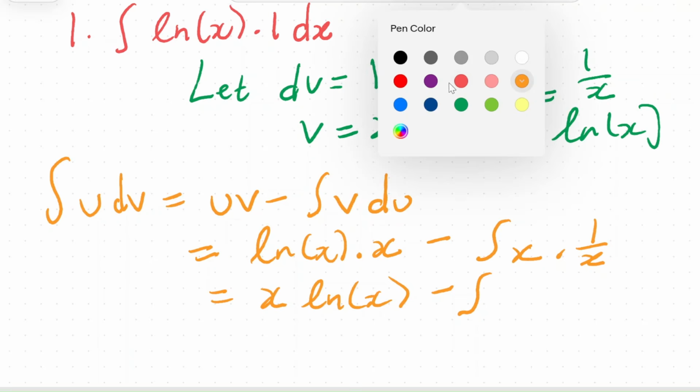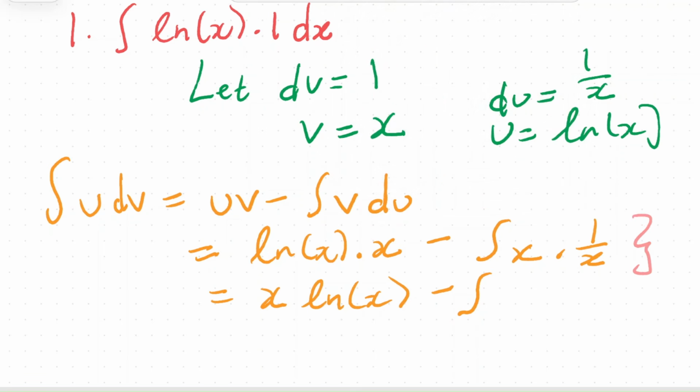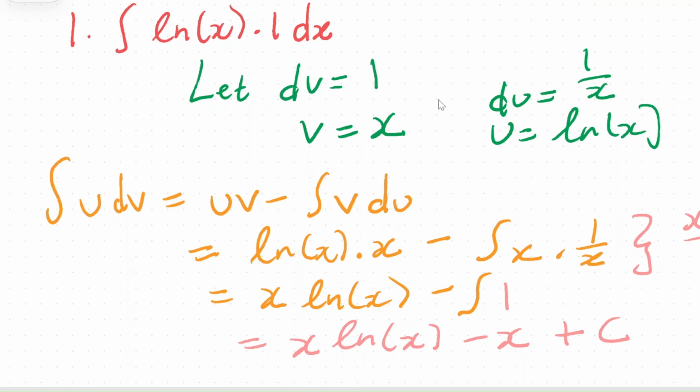Now let's just take a look at this, right? Because we see x times 1 over x. Well, these two cancel each other out. So we're just going to get 1. So that makes things way easier now, because then we're going to have the integral of 1. This is going to give us x ln of x. And then what's the integral of 1? It would be x plus c. And that's how you solve the integral of ln of x.